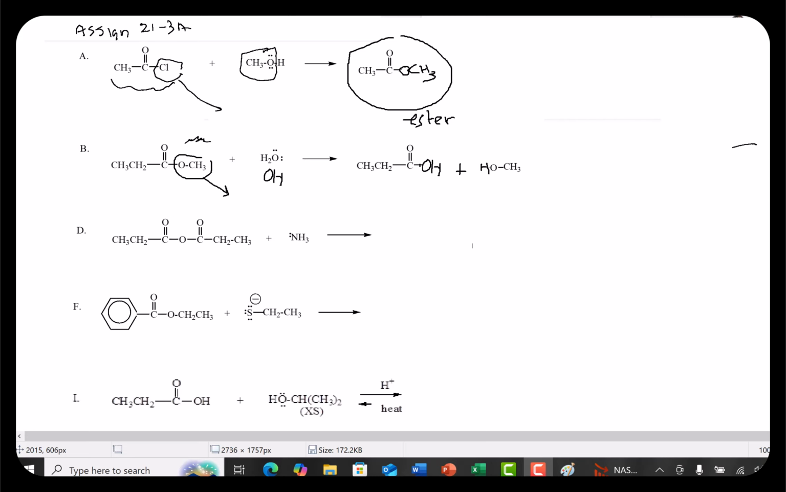Now, in textbooks, this reaction would be classified. Let's think about it. In reaction A, we saw a case of one carboxylic acid derivative converted to another. In this case, we have a carboxylic acid derivative, an ester, converted to a carboxylic acid. So it's a case of a derivative converted to the parent carboxylic acid.